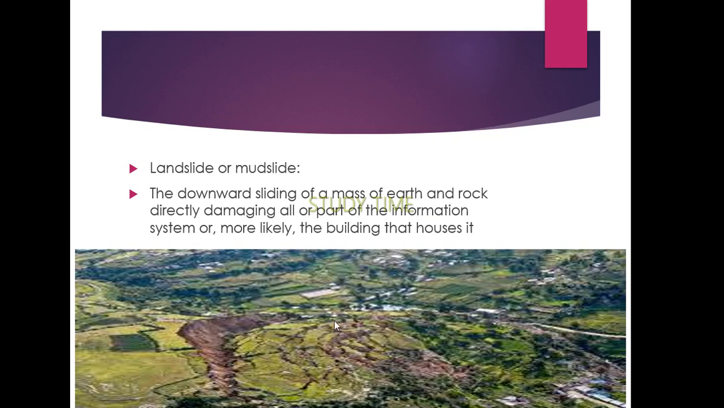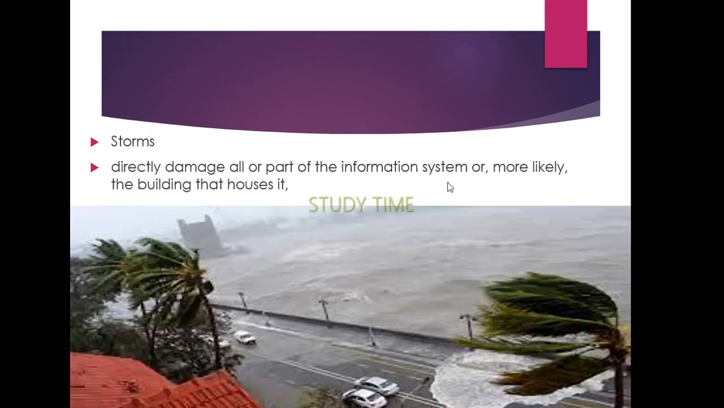Landslide or mudslide. The downward sliding of a mass of earth and rock directly damaging all or part of the information system or, more likely, the building that houses it. Storms. Directly damage all or part of the information system or, more likely, the building that houses it.